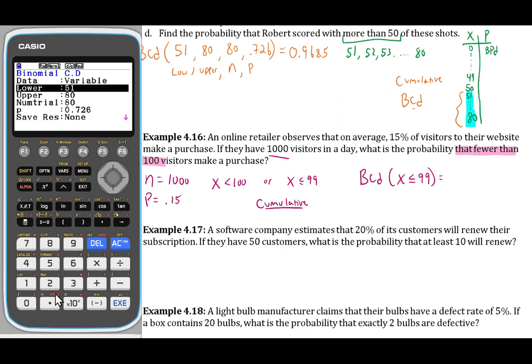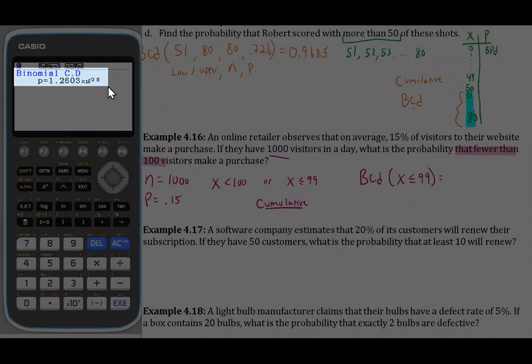The lower value would be 0. The upper value would be 99, and the number of trials is 1,000, with a probability of success of 0.15, because 15% of visitors make a purchase. Then press enter, and we get some scientific notation. Let's talk about what that is.